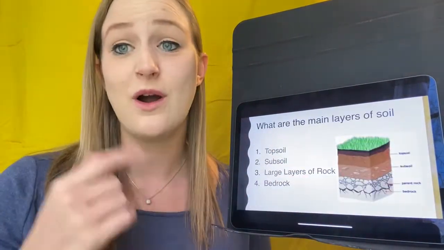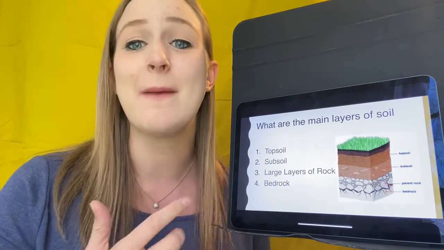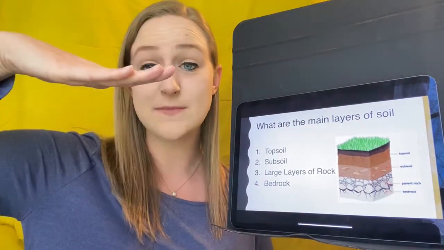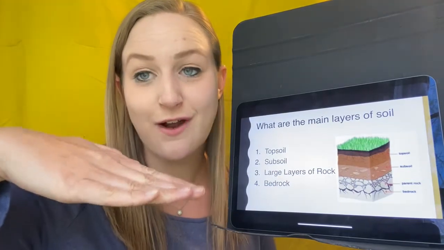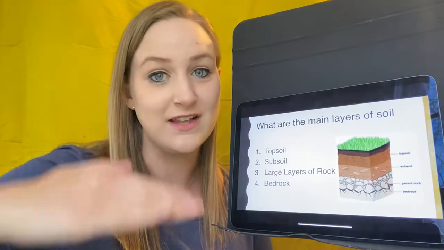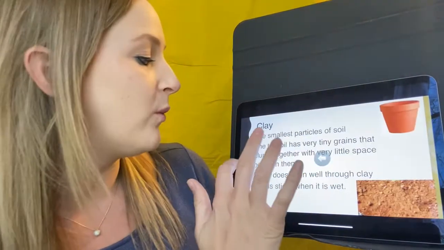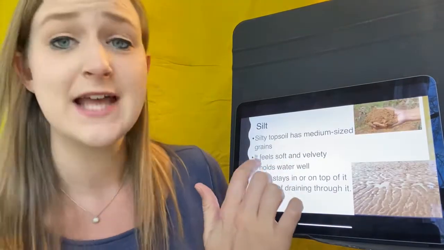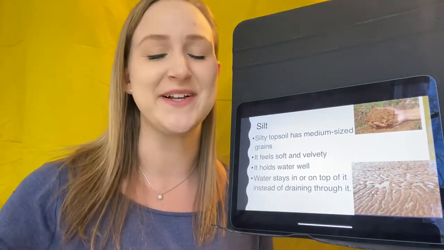And tomorrow, or in the next video, we're going to be talking about what are the main layers of soil. So we have the topsoil, the subsoil, the large layers of rock, and then the bedrock. And we're going to be talking about what those different layers are with what we know about clay, loam, humus, and silt, and what soil is.